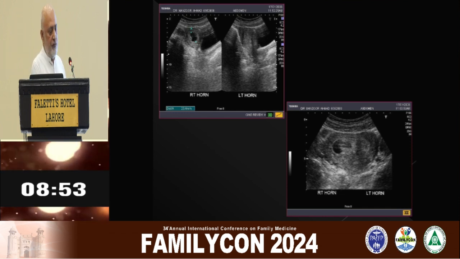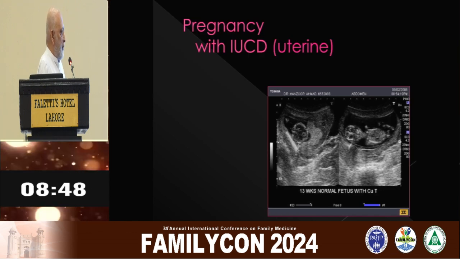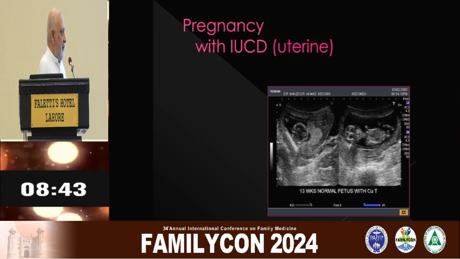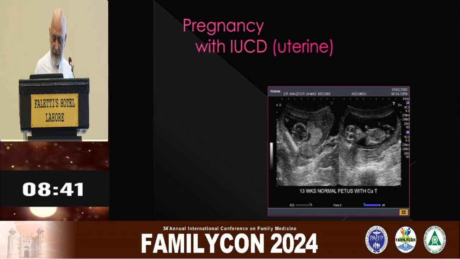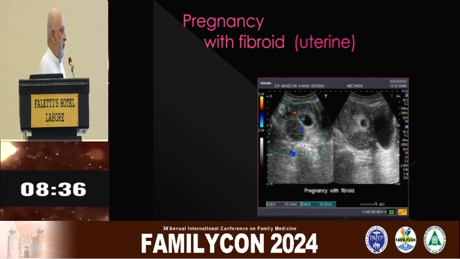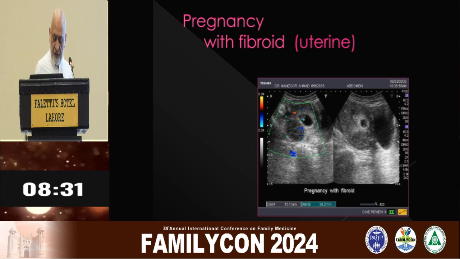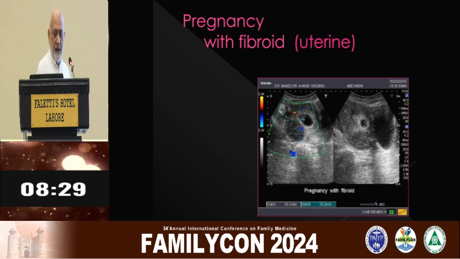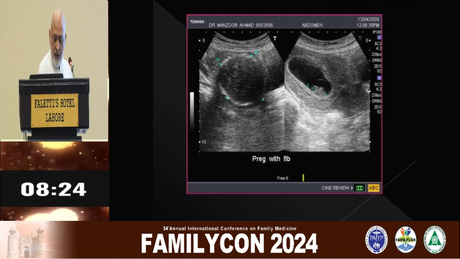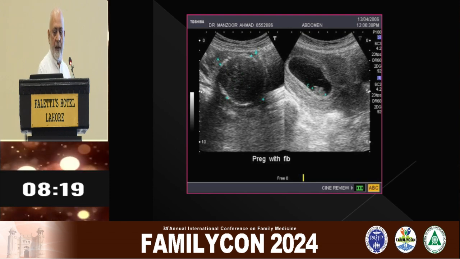Then pregnancy with IUCD, intrauterine contraceptive device. This appears ectopic. There is a normal alive embryo, and here is the copper T placed alongside it. Then sometimes there is a fibroid alongside the sac, and you can see a hypoechoic area and you see the gestational sac. So this is pregnancy with fibroid. A large fibroid with calcified wall and pregnancy inside the uterus. So the pregnancy with fibroid may produce pain as well as per vaginal bleeding.